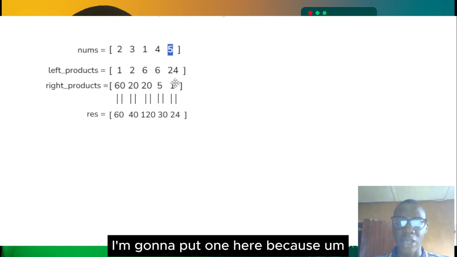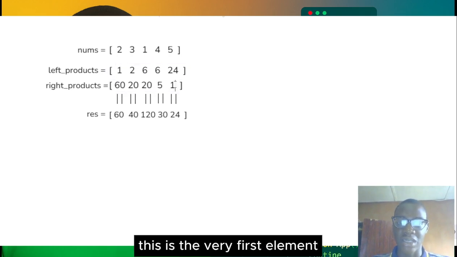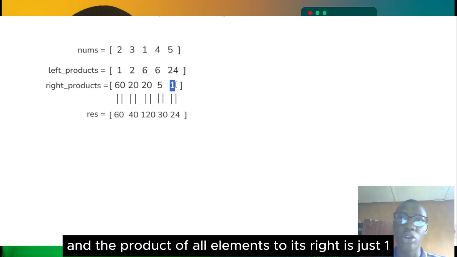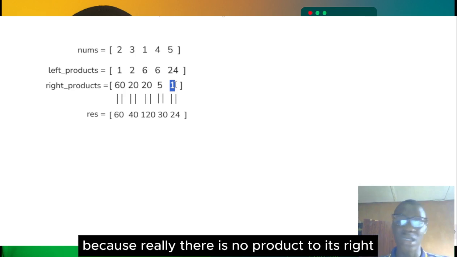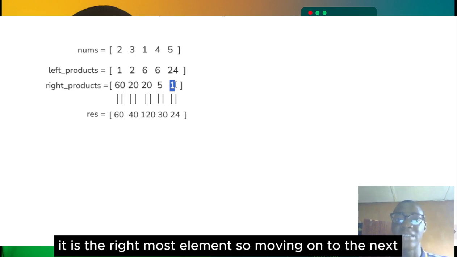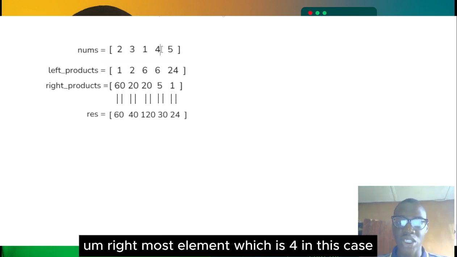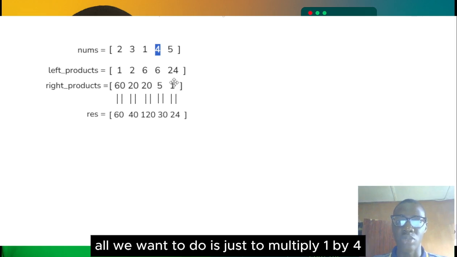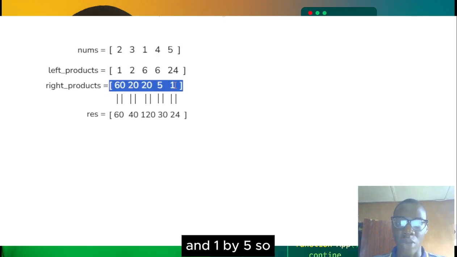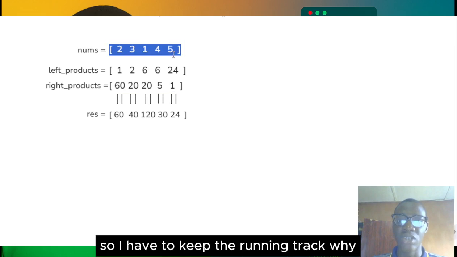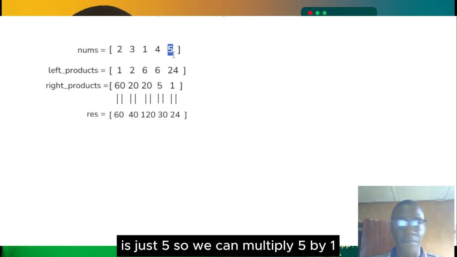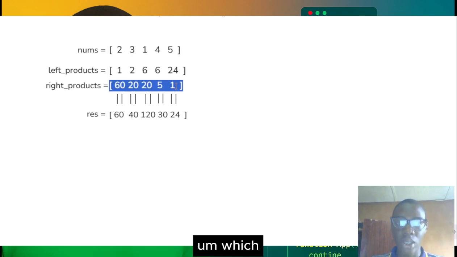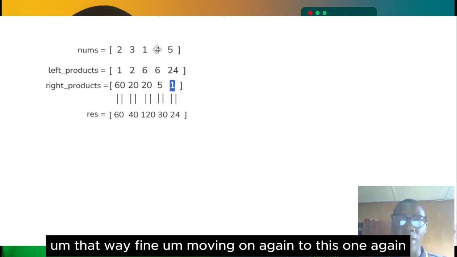And because of that, we're gonna put 1 here, because this is the very first element, and the product of all elements to its right is just 1, because really there's no product to its right, it is the rightmost element. So moving on to the next rightmost element, which is 4 in this case, all we want to do is just to multiply 1 by 4 and 1 by 5, so as to keep the running track. Why? Because the product of all elements to the right of 4 is just 5, so we can multiply 5 by 1.